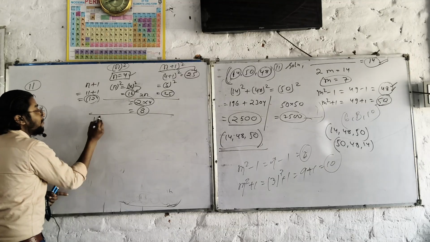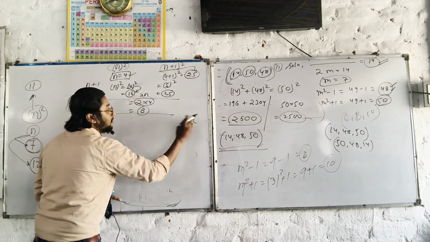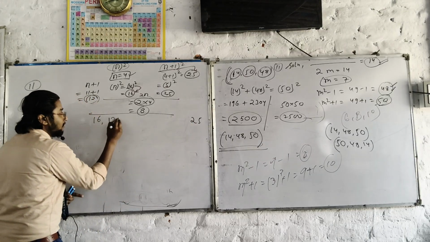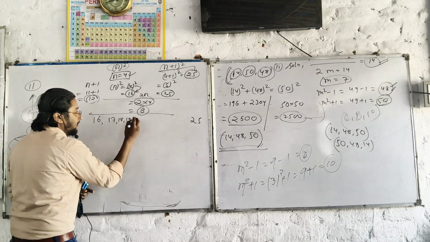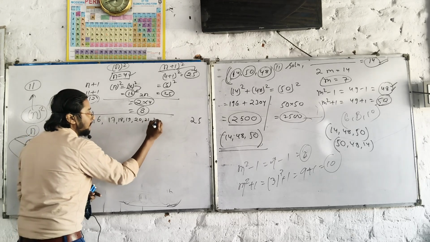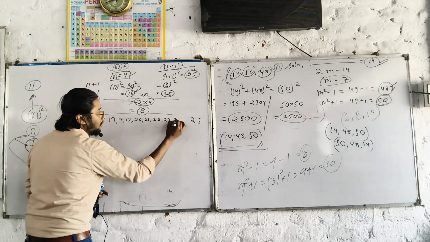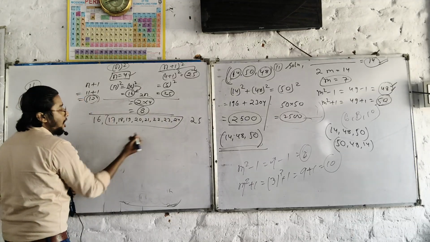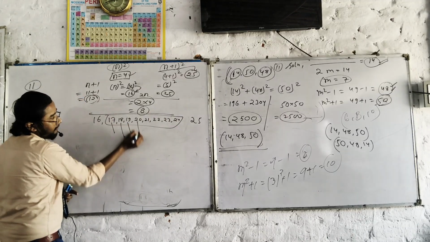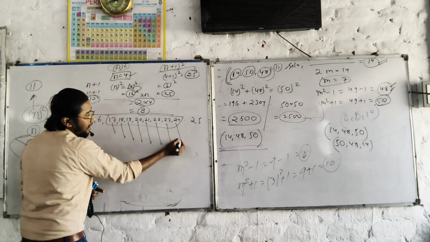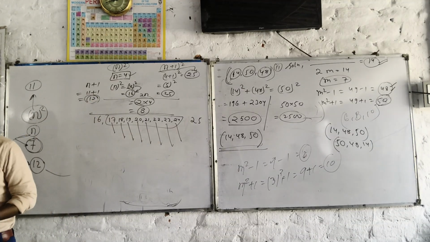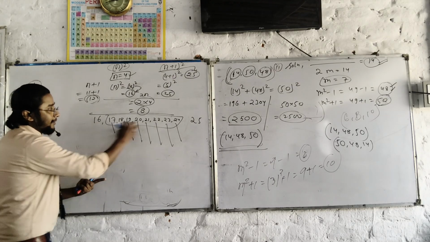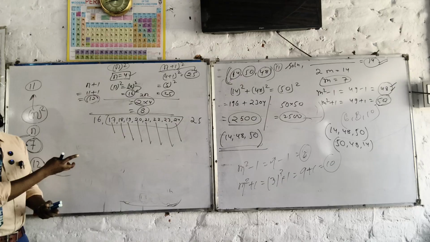You tell me how many numbers exist between 16 and 25. You will say, sir, 17, 18, 19, 20, 21, 22, 23, 24. So these numbers exist. Now count all of them: 1, 2, 3, 4, 5, 6, 7, 8. And all these are non-perfect square numbers. Can we say that? All these are non-perfect square numbers.